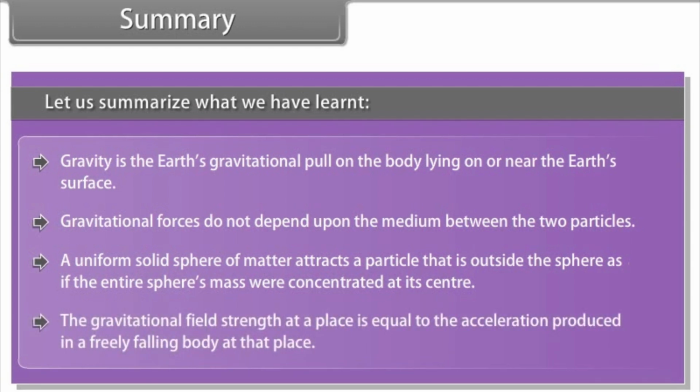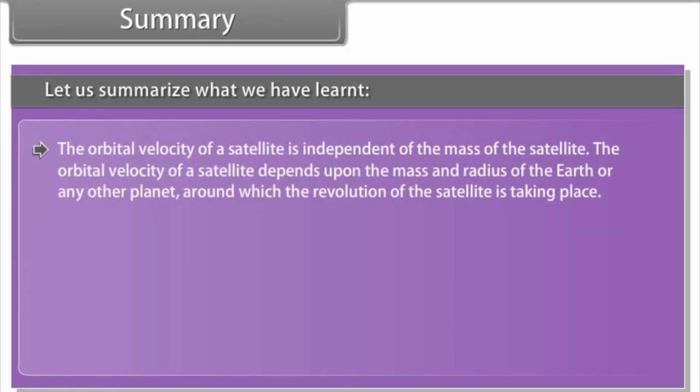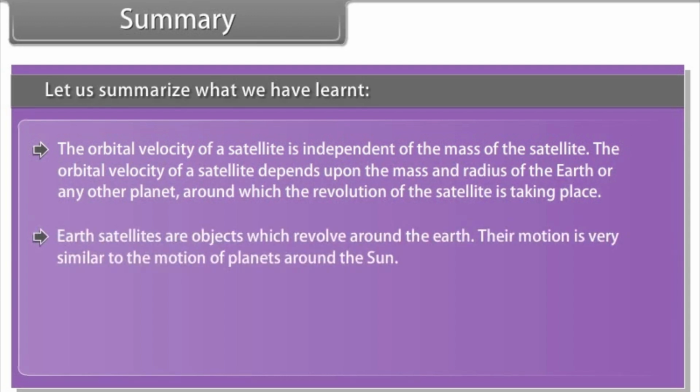The gravitational field strength at a place is equal to the acceleration produced in a freely falling body at that place. The orbital velocity of a satellite depends upon the mass and radius of the Earth or any other planet around which the revolution of the satellite is taking place. Earth satellites are objects which revolve around the Earth. Their motion is very similar to the motion of planets around the Sun.